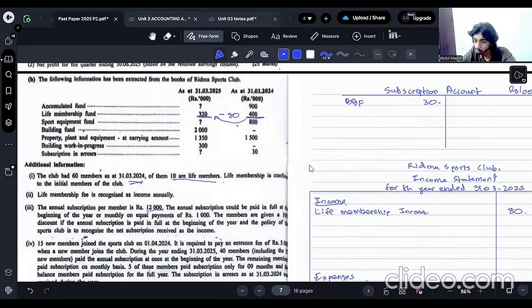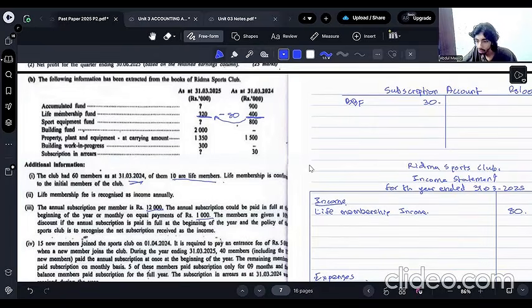Annual subscription could be paid in full at the beginning of the year or monthly on equal payment of 1,000. You can either pay it fully, 12,000 at the beginning of the year, or you can pay 1,000 monthly. The members are given a 10% discount if the annual subscription is paid in full. If you pay the full 12,000 at the beginning of the year, you're getting a 10% discount.